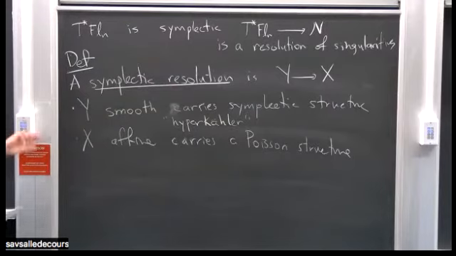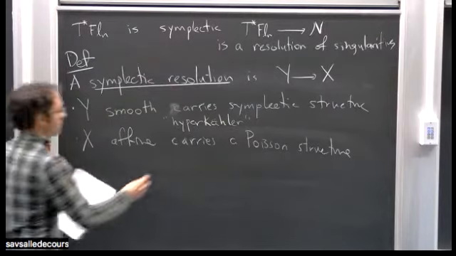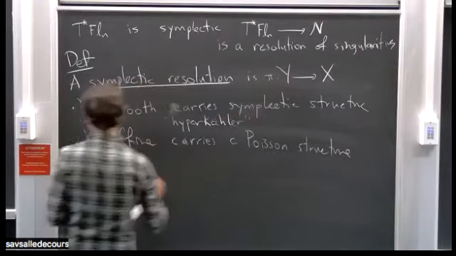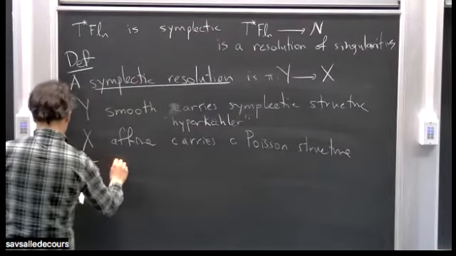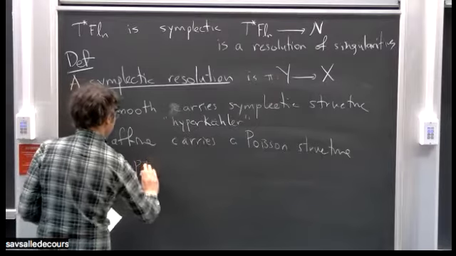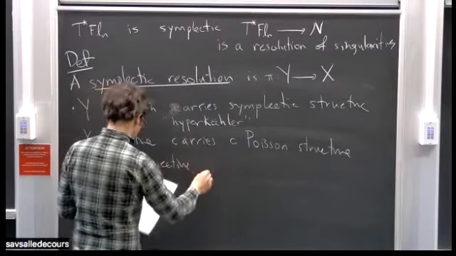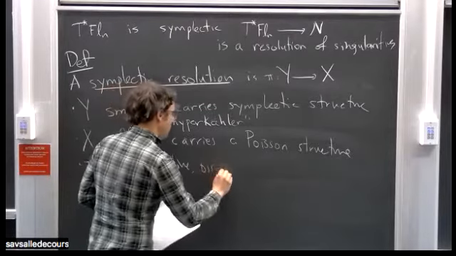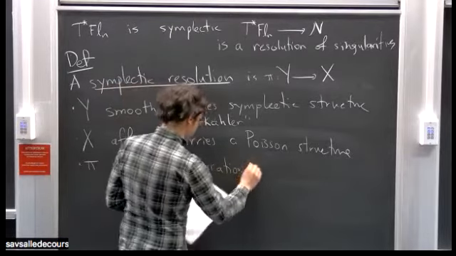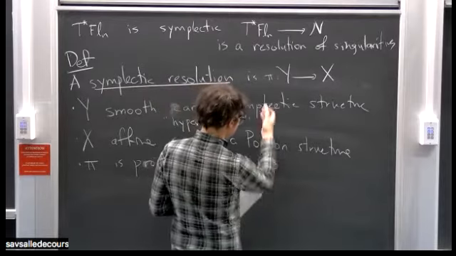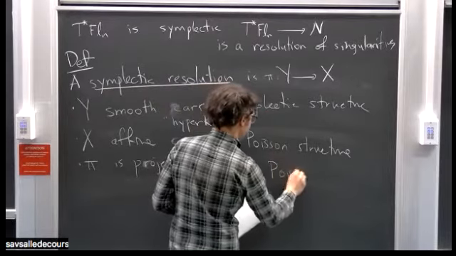So that's X and Y. And the map between them is a resolution of singularities, which means it's projective, birational, so it's an isomorphism on an open locus, and the map also respects the symplectic and Poisson structures, so it's a Poisson morphism.